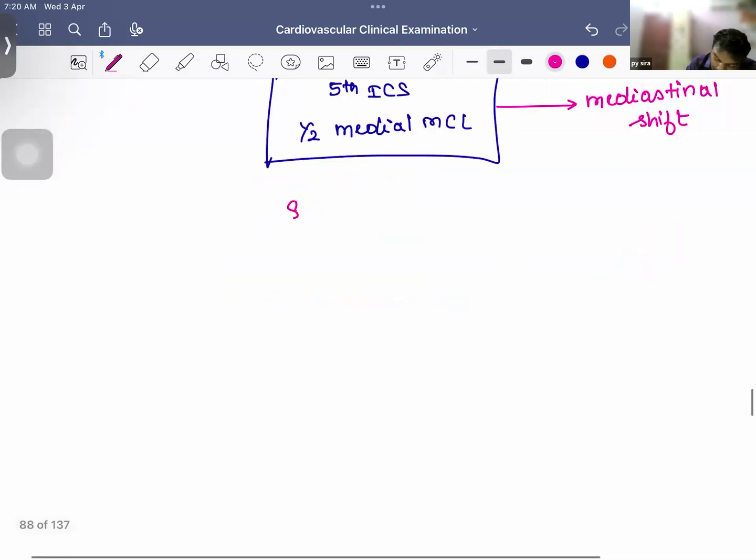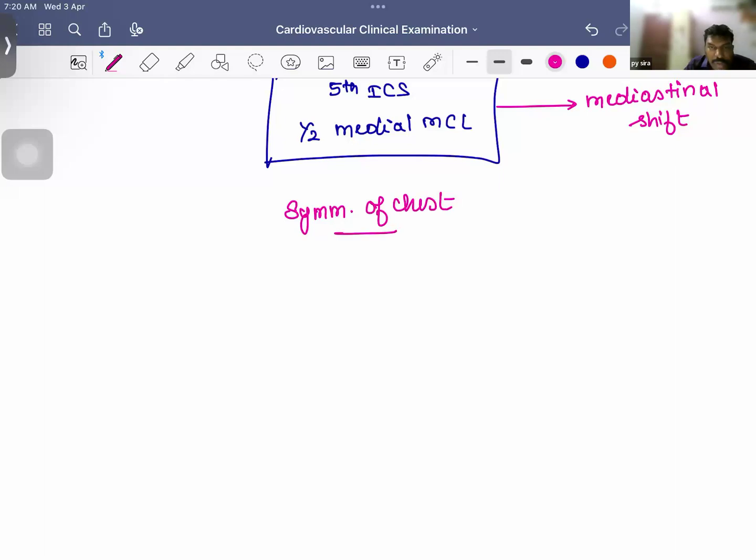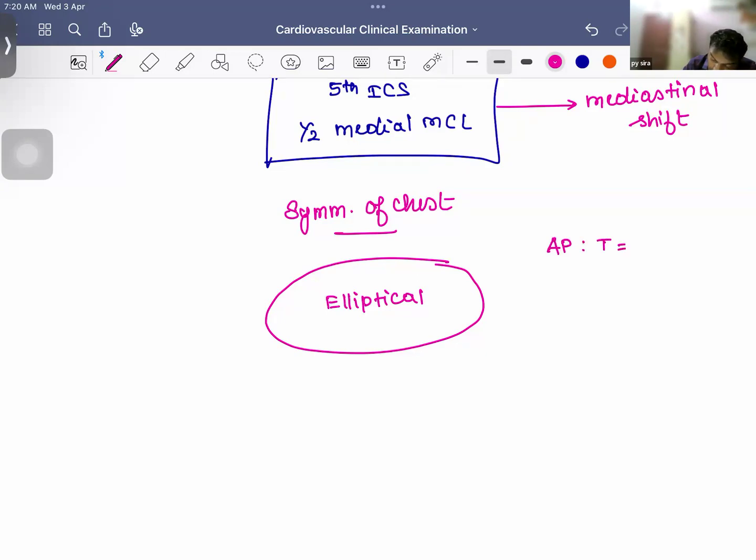Second, you have to mention the symmetry of the chest. Normally, if you look at the chest, it will be symmetrical and elliptical. The normal AP diameter to transverse diameter ratio is going to be 5:7. So what is the AP diameter? This is the AP diameter. This is the transverse diameter. It is going to be 5:7.